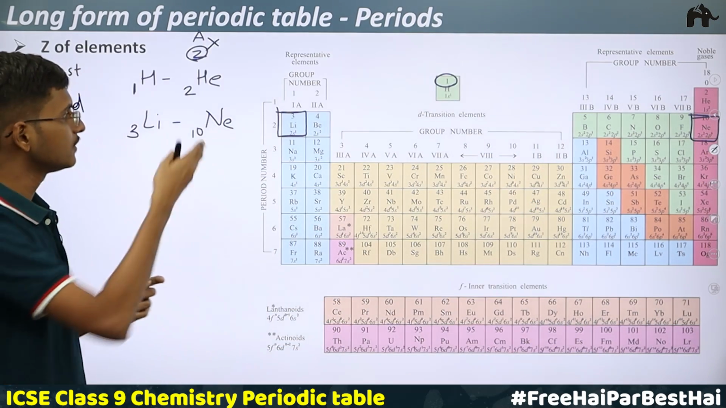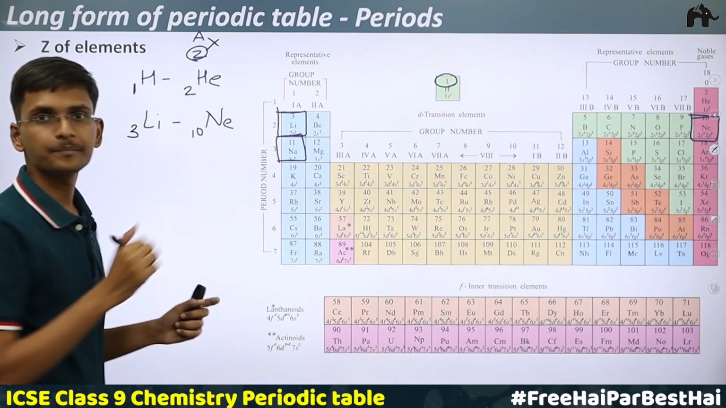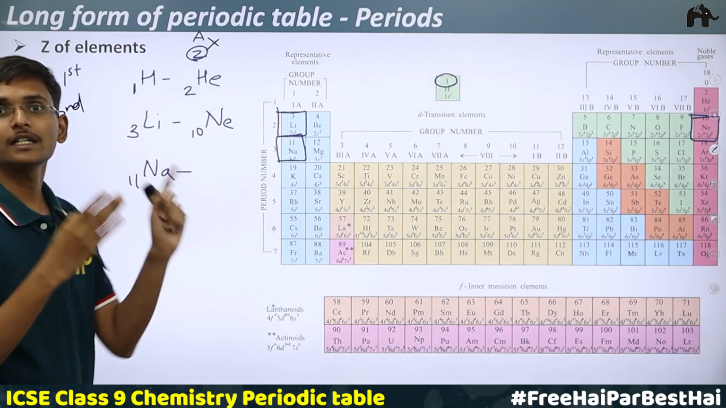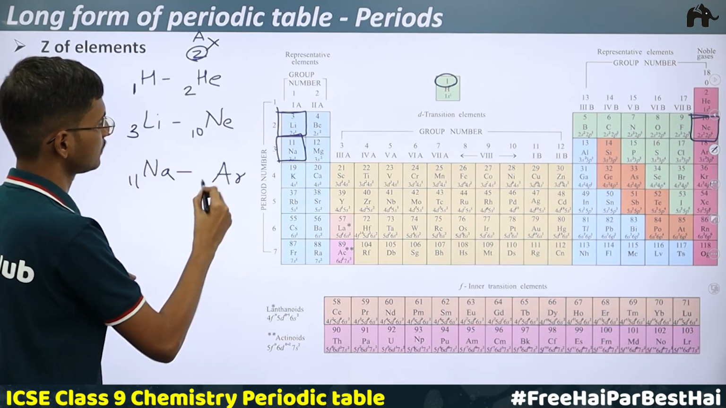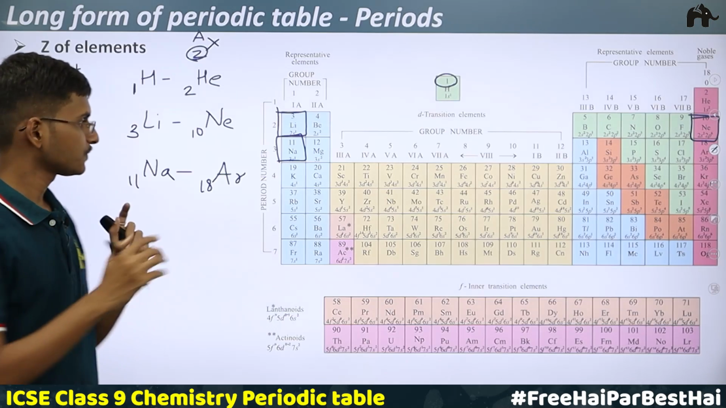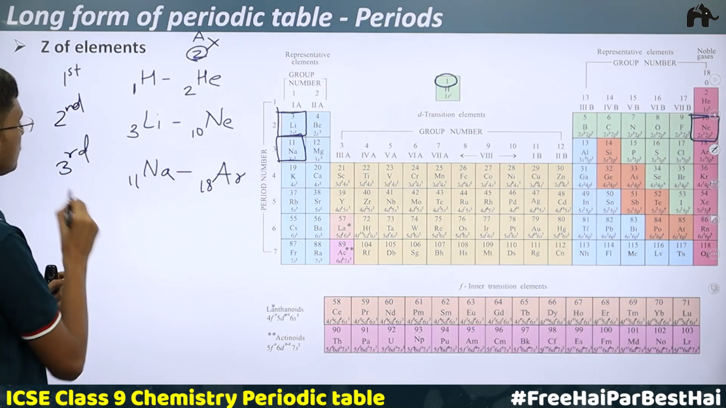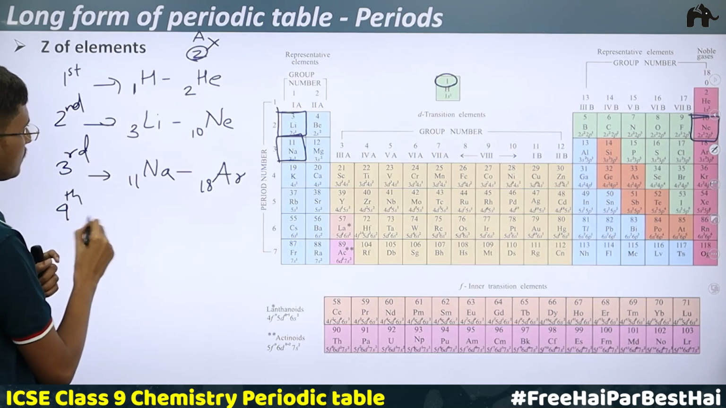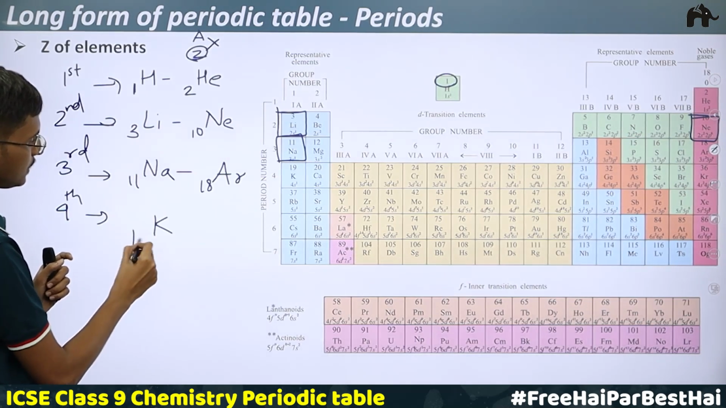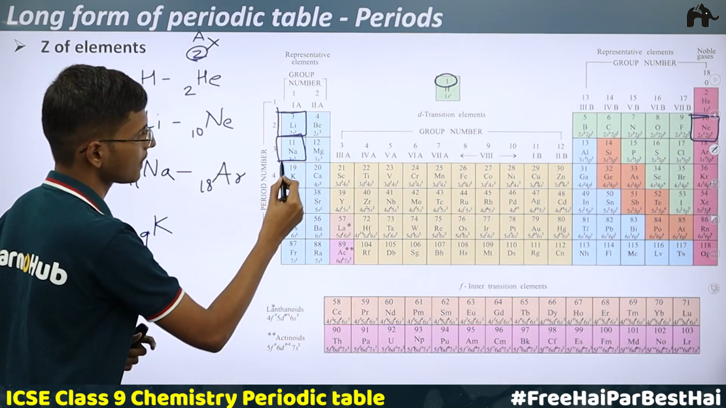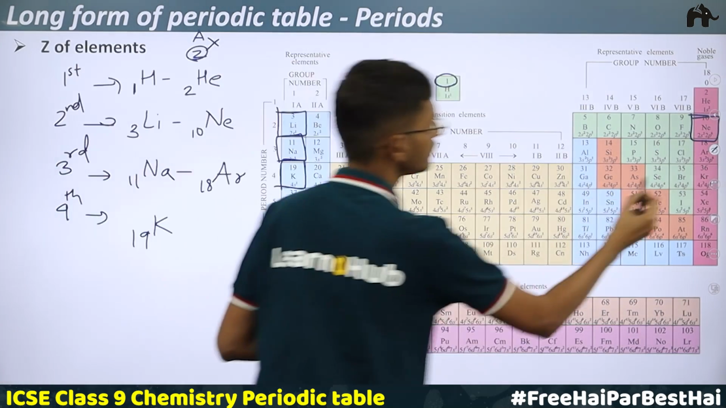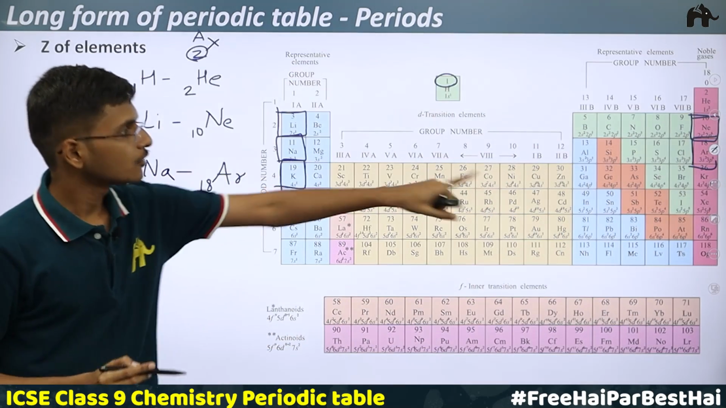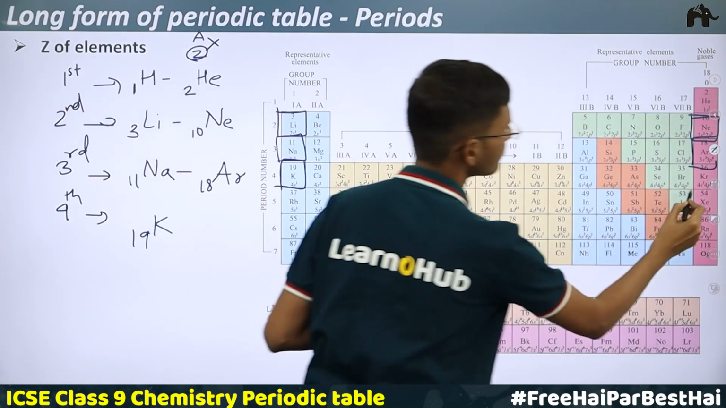Moving ahead to sodium 11 to argon 18. Clear? So this is the third period. The fourth period is starting from potassium 19, see here, potassium 19. Now here sodium 11 to argon 18, potassium 19, to krypton 36.